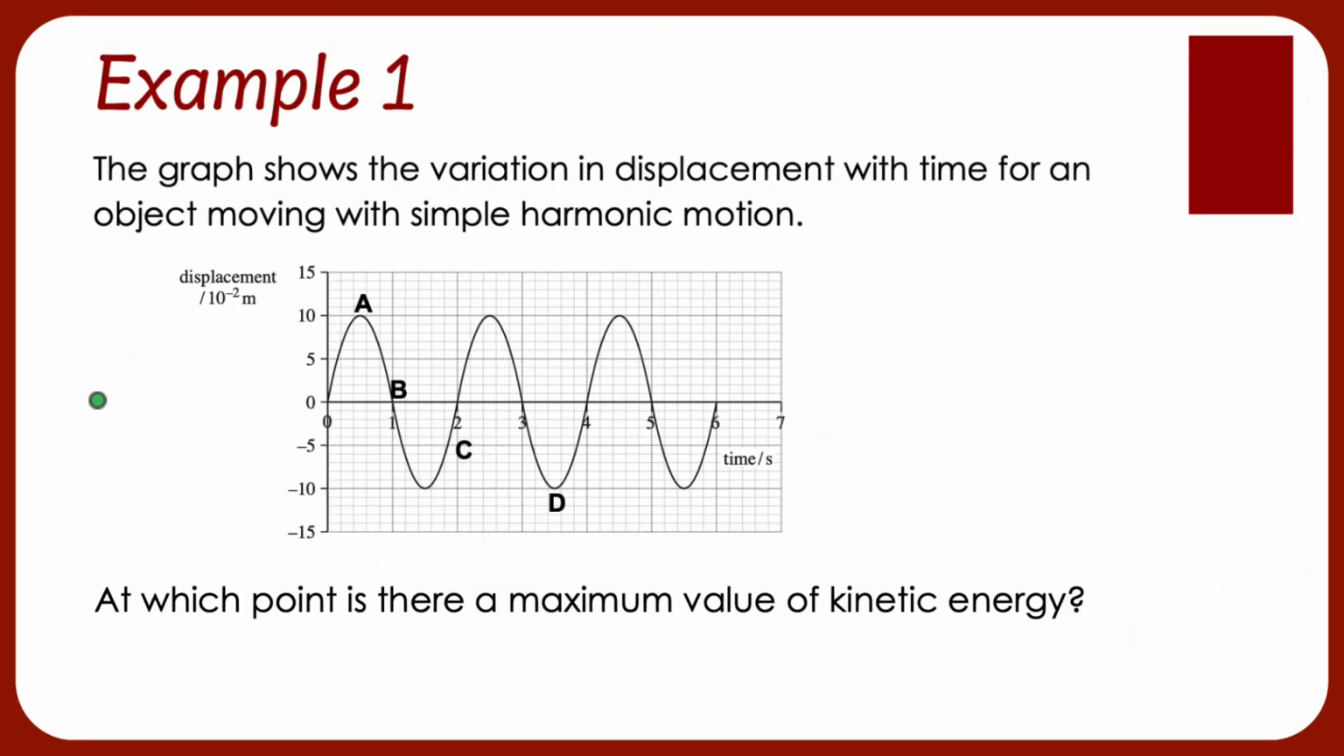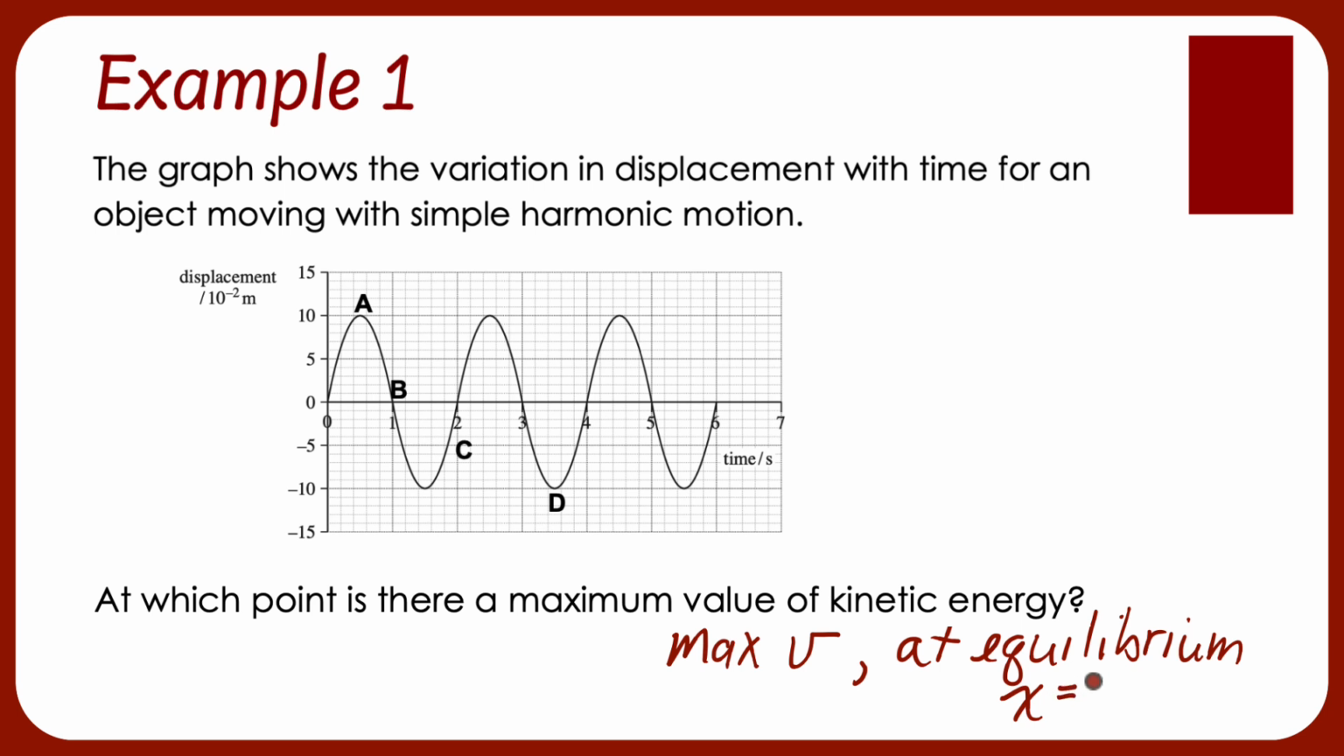So let's do some examples. Example 1 says, I have a displacement time graph. And it wants to know where the maximum value of kinetic energy is. Now remember, for maximum kinetic energy, I need a maximum velocity. And where is that going to take place? At the equilibrium line. That's going to be x equals 0. The displacement equals 0. That means my answer is B.